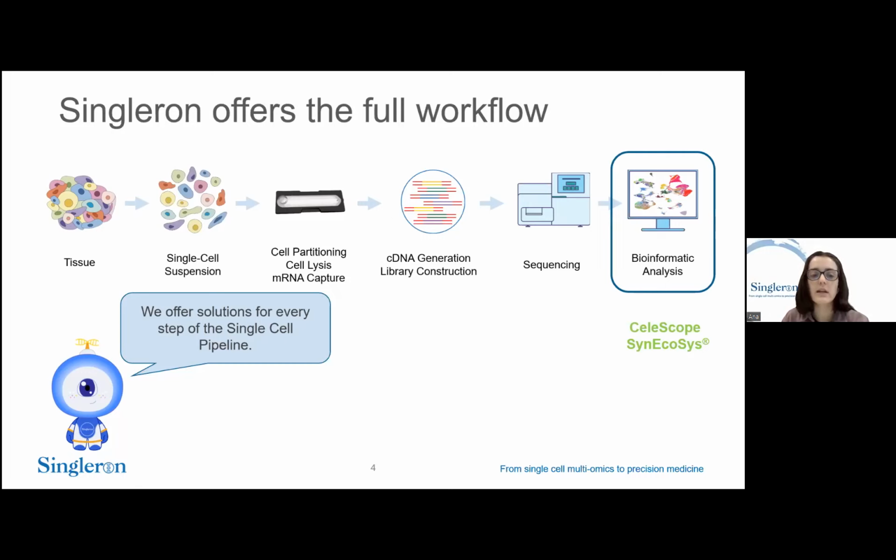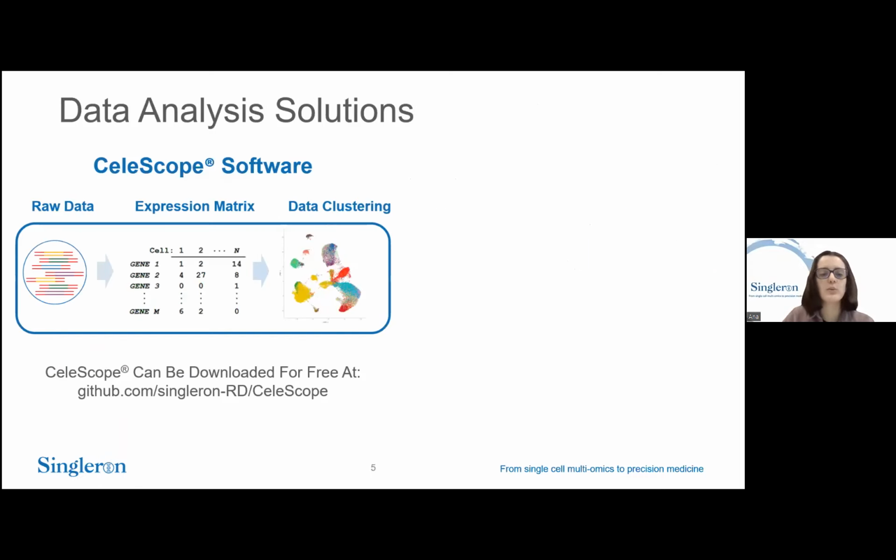Very generally, there are two steps to single-cell data analysis. The first one is pre-processing. You input your raw data from the sequencer, and you want to obtain a gene expression matrix. Here, you have your cells, and you want to know how many transcripts you have for each gene in every cell. These solutions usually also output a small data quality report. At Singleron, we offer CeleScope for this, which can be freely downloaded at our GitHub page.